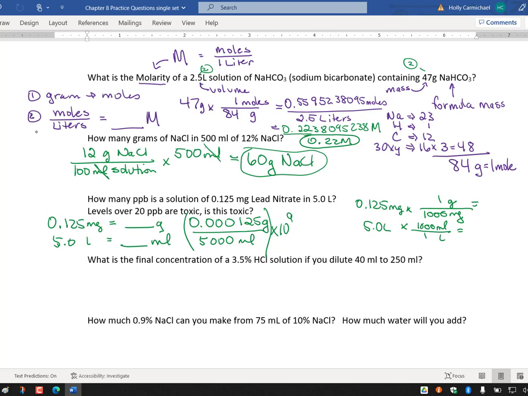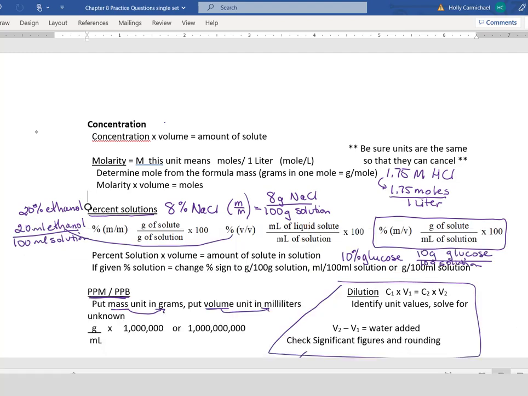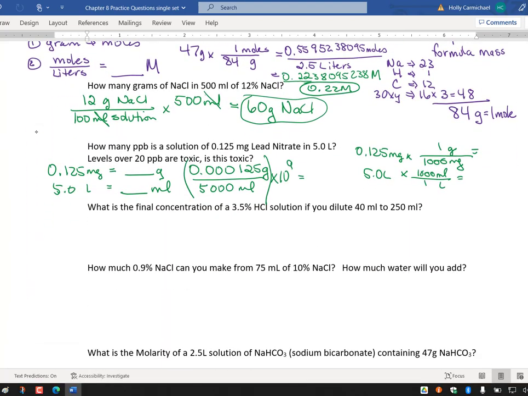0.000125 divided by 5,000 equals, and then I'm going to multiply it times a 1 with 1, 2, 3, 4, 5, 6, 7, 8, 9 zeros. And I get 25 parts per billion. So it says lead levels over 20 parts per billion are toxic. Yes, this is toxic.